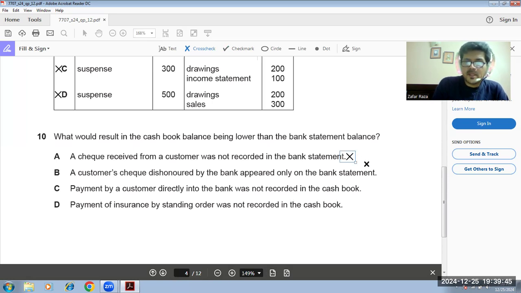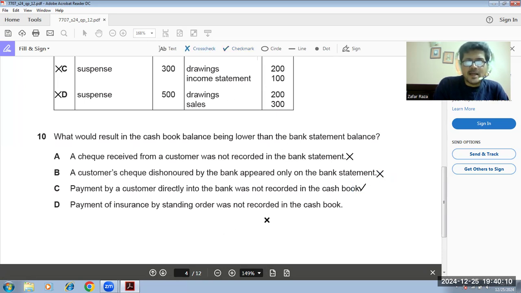A customer's check is dishonored by the bank and appeared on the bank statement. No, again, this will decrease the bank statement. The bank statement should be higher. So this B option could not be the answer. Payment by a customer directly into the bank was not recorded in the cash book. Direct debit, this could be the answer. But we have to check the 4th option also.